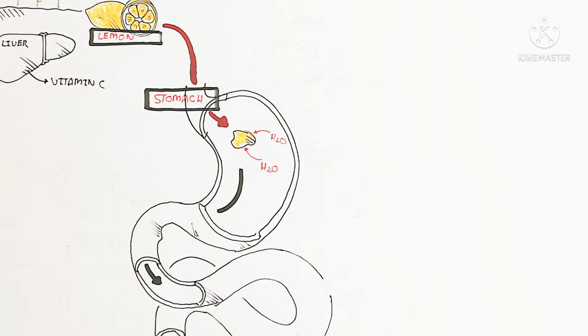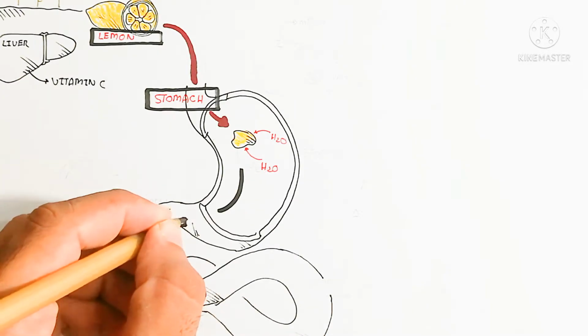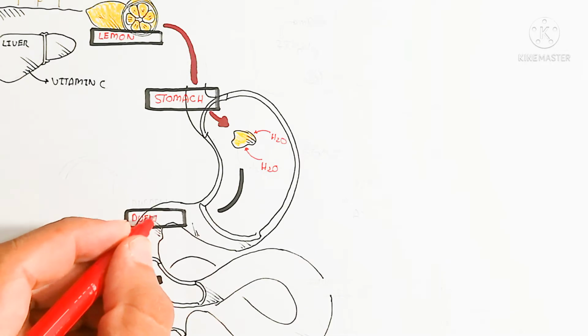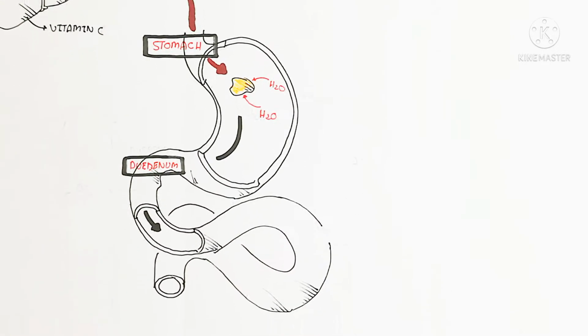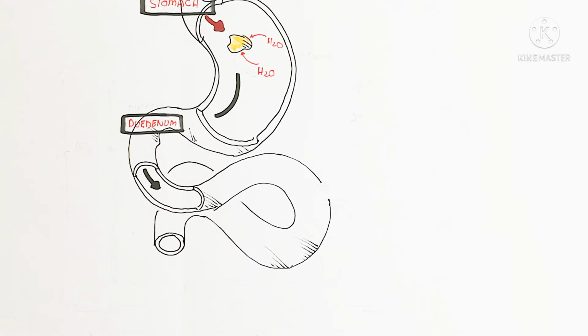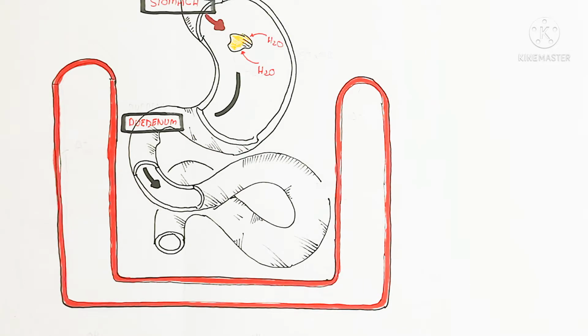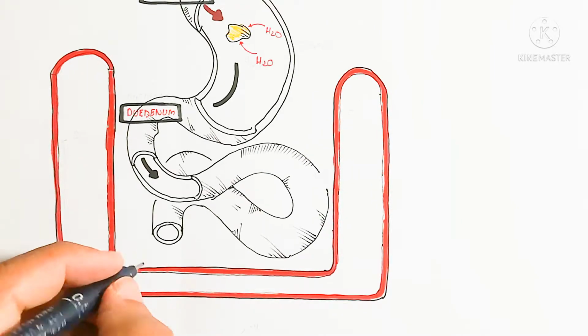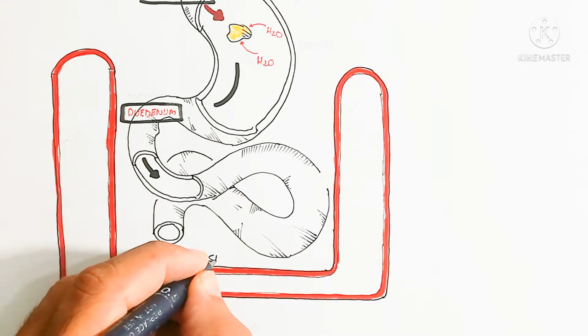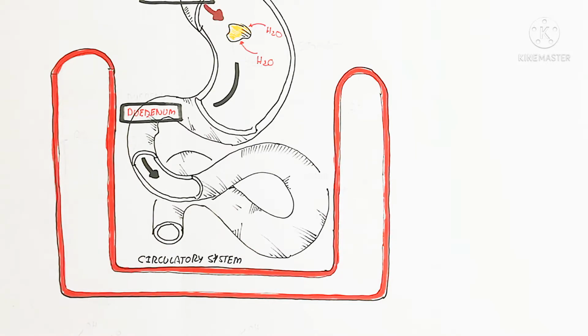And ascorbate can convert into ascorbic acid also. So it is important for the acid base balance. So here is the duodenum. When the vitamin C goes into the duodenum, it reaches an absorption state. Then it is absorbed into the blood circulatory system in the form of ascorbate.